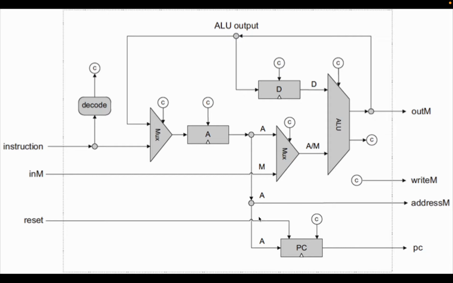The diagram consists of input and output pins. The input pins are the instruction, inM and the reset, and the output pins are outM, writeM, addressM and PC. Here the ALU gives the output M. The CPU is going to drive the data memory. The ALU also does the write operation in the data memory, allowing the CPU to write the content in the data memory.